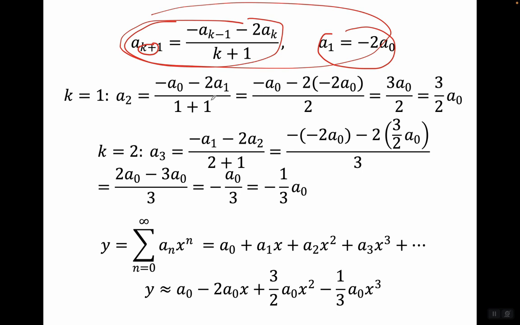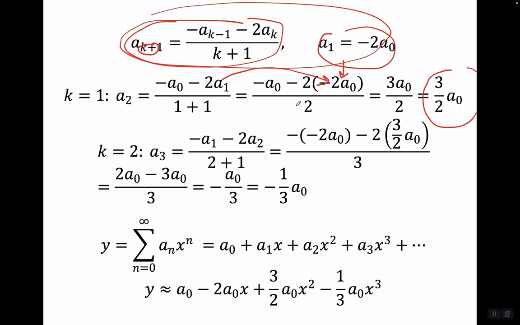Okay, now we want just a sub 0s. We don't want to have a0s and a1s and all sorts of other stuff. So let's replace the a1 with negative 2 a sub 0. We saw that on the previous line. So the numerator is just going to be negative a sub 0 plus 4a sub 0. In other words, 3a sub 0. So we have 3 halves a sub 0. That's a sub 2: 3 halves a sub 0.